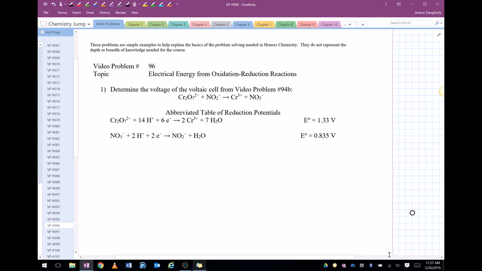Video problem number 96, electrical energy from oxidation reduction reactions. So we're going to take a look at the reaction that we balanced in 94B, and what I have here is an abbreviated table of reduction potentials.